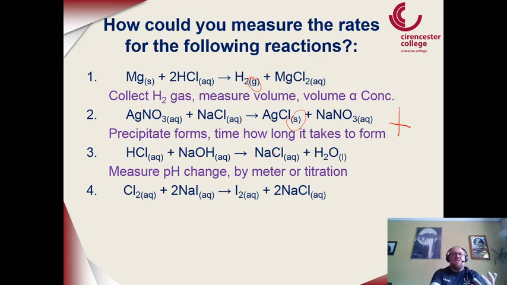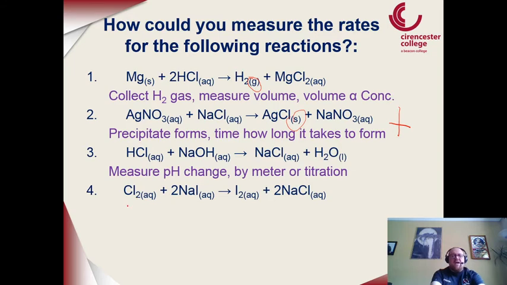So this idea of measuring the pH change is really, really important. pH meters are things that you've not really used at the moment, but pH meters can very accurately tell you very small changes in concentration of acids and alkalis. What about this one here?